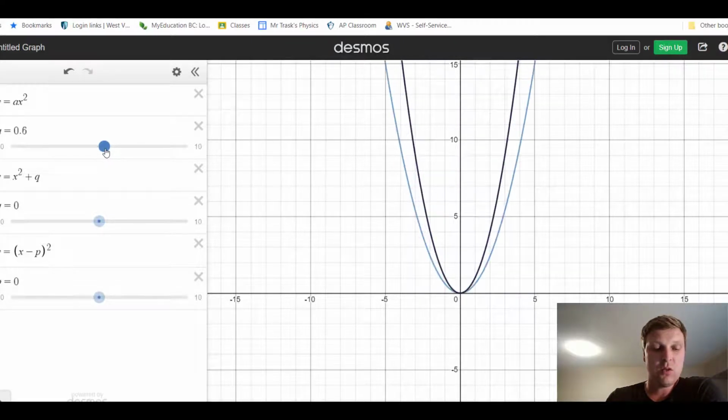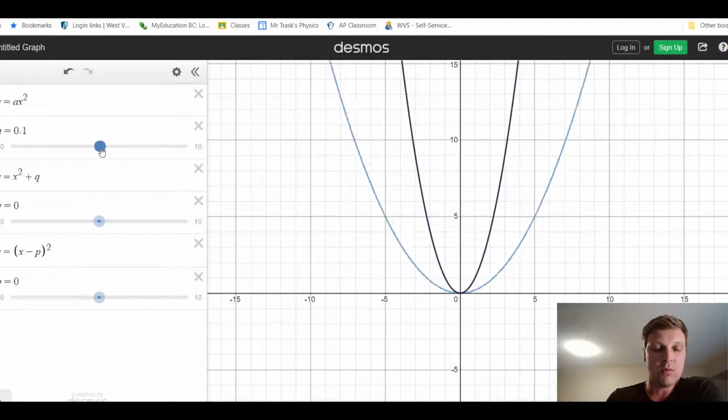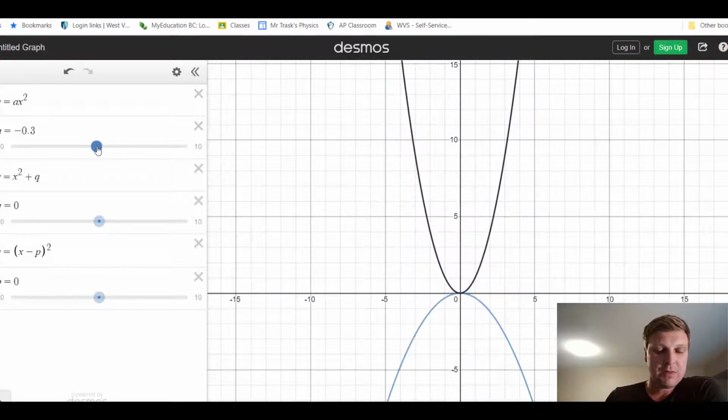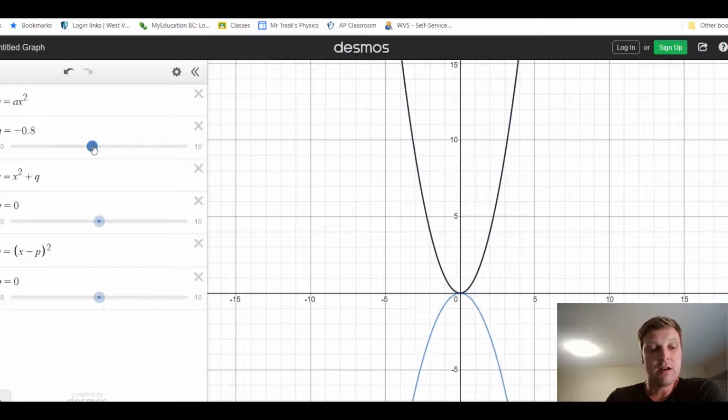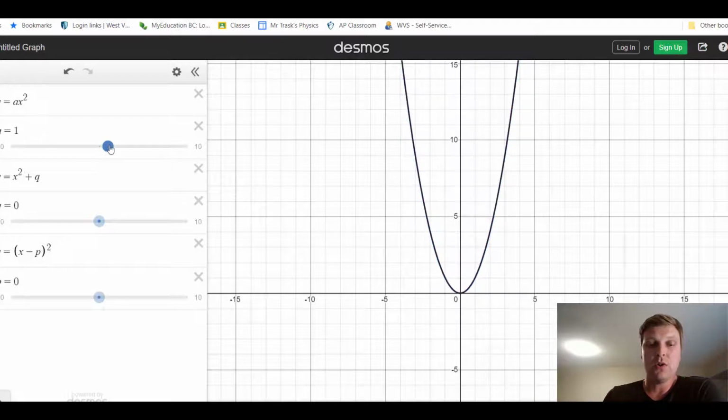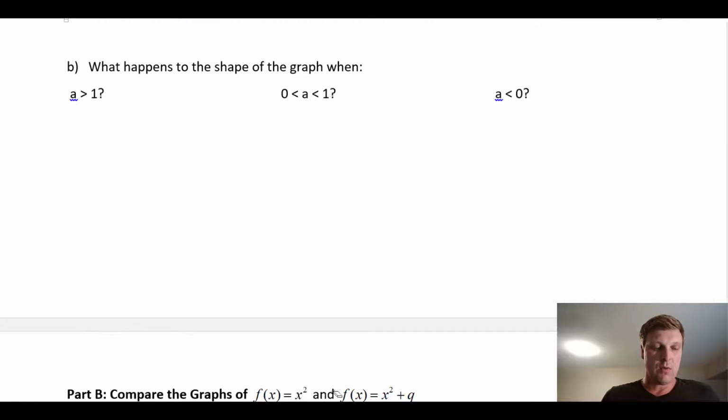But if it's smaller than 1, then I get a wider than normal parabola. So anything in this range gives me wider than normal. But if it's not just smaller than 1, but it's actually smaller than 0, we're going to the negative range, then the same rules apply, except the whole thing flips upside down. And now I've got an inverted parabola. Okay? So our A value is going to affect both the steepness, but also which way the parabola faces, whether it faces upwards or downwards.